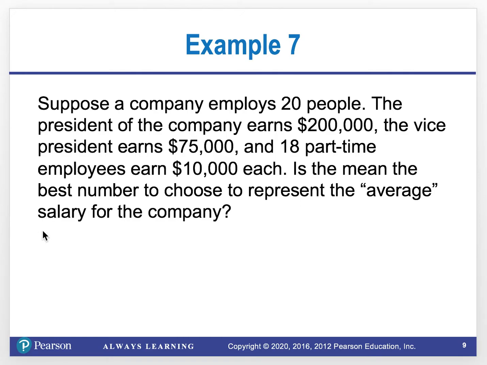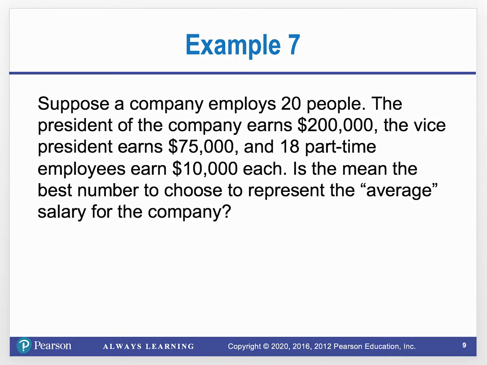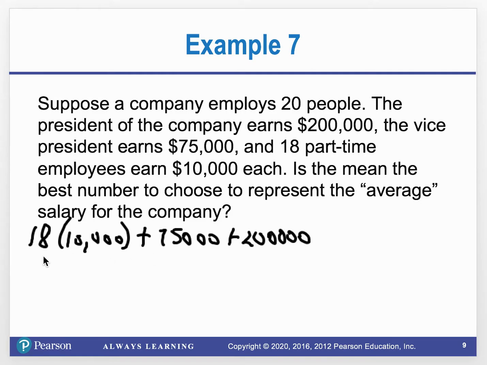So I'm going to add all those up to find the mean. If we have 18 people earning $10,000 each, then I would add $10,000 18 times, and then I'm going to add $75,000 and $200,000. And then I'm going to divide by how many there are. Now remember, there's 18 at $10,000, so 18, 19, 20. All right, let's see what this is.